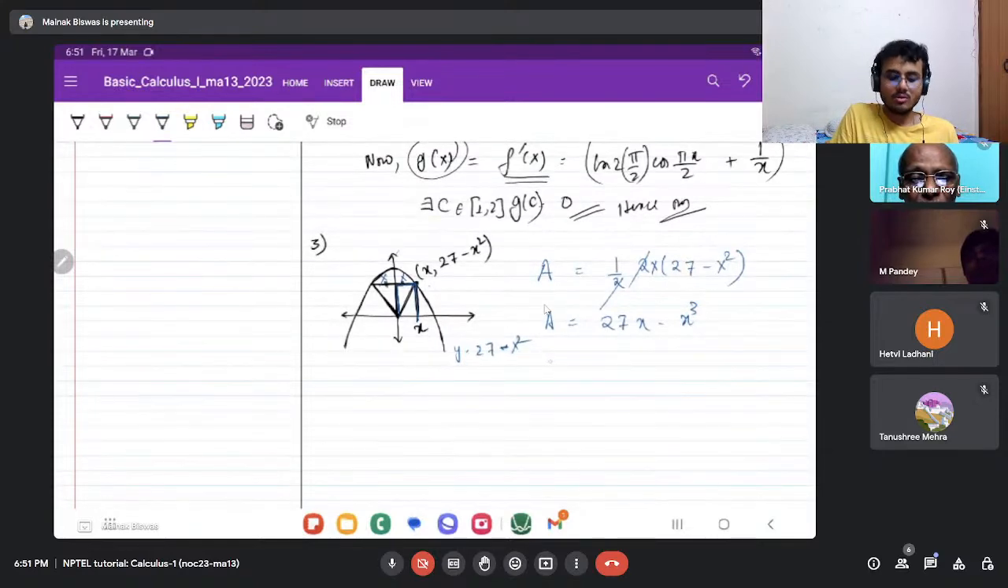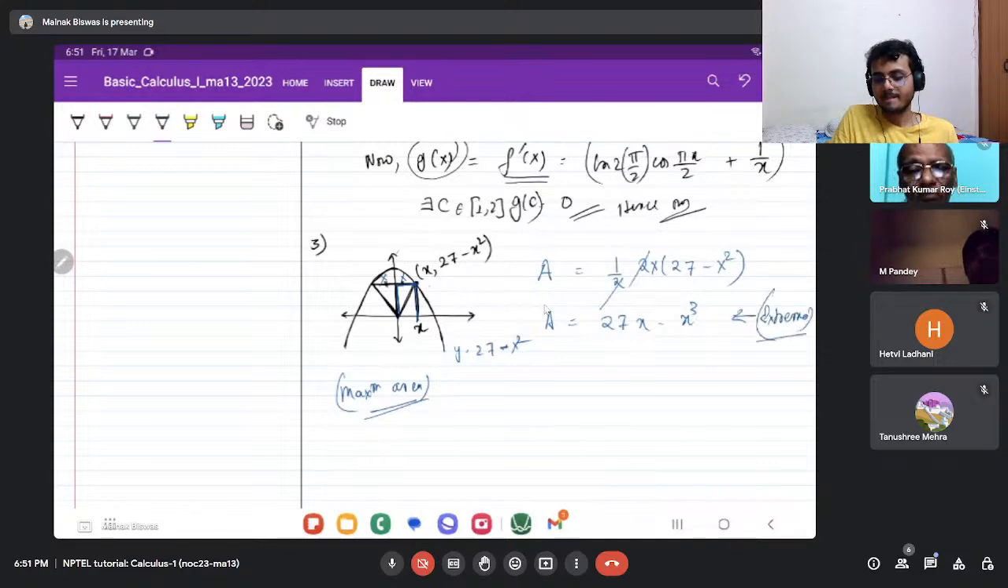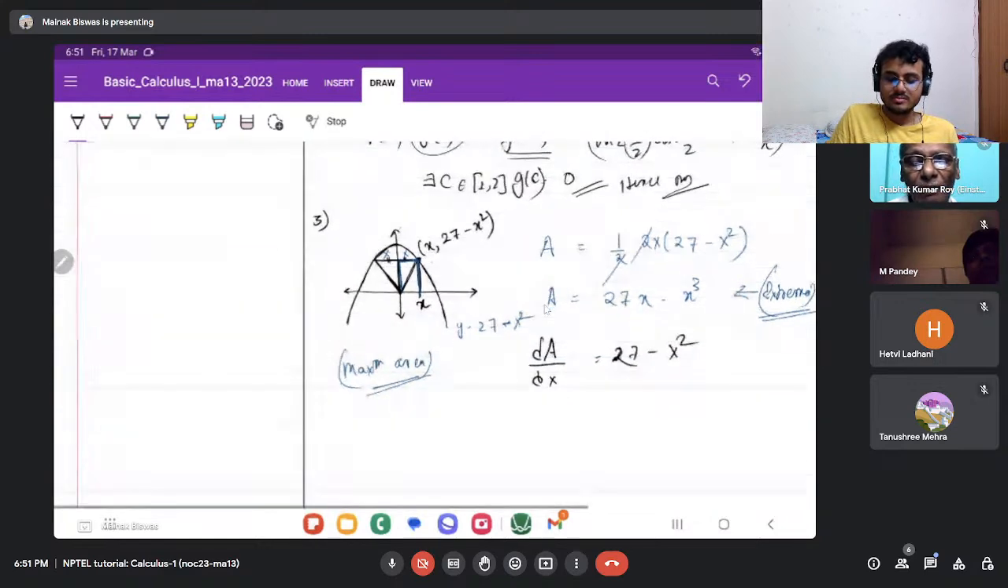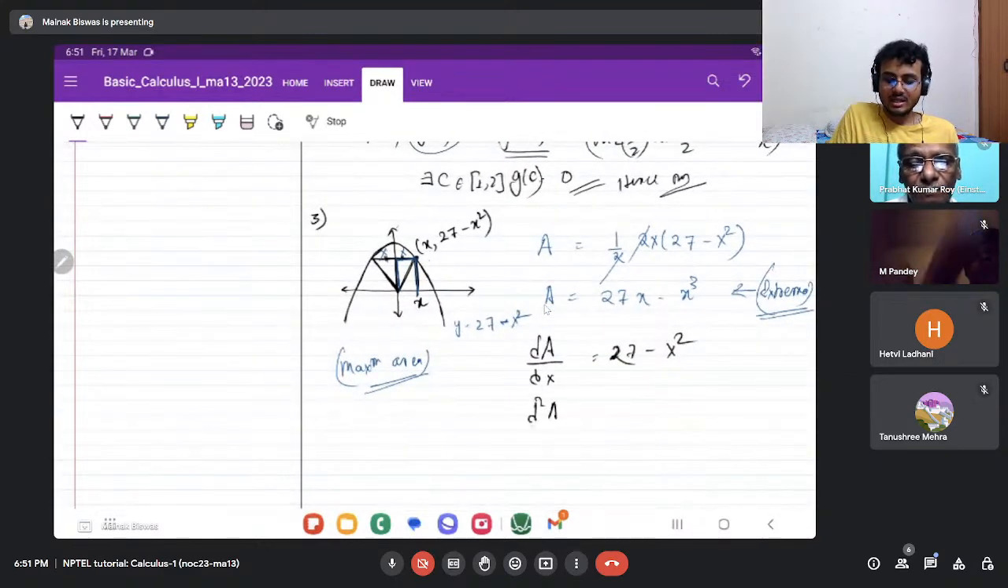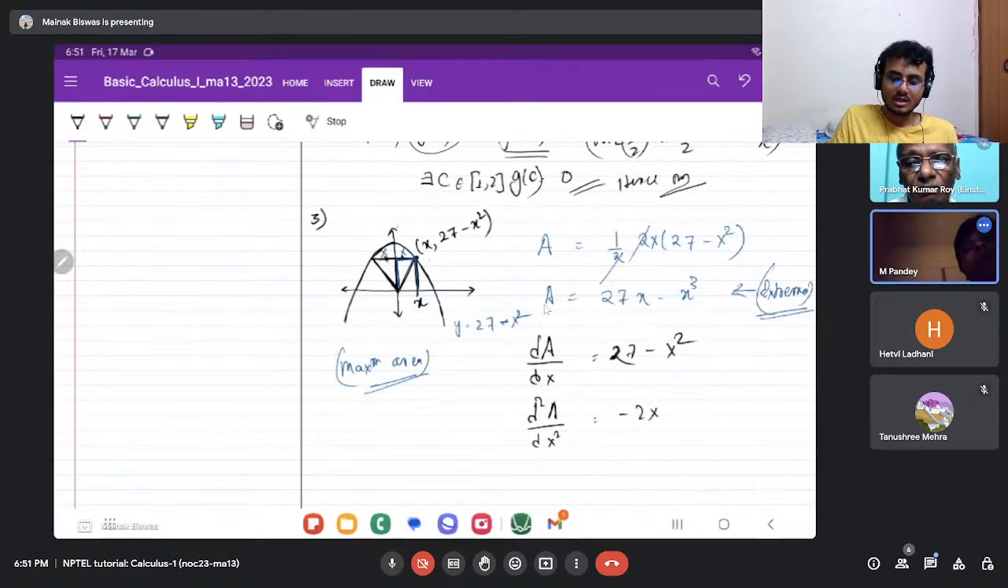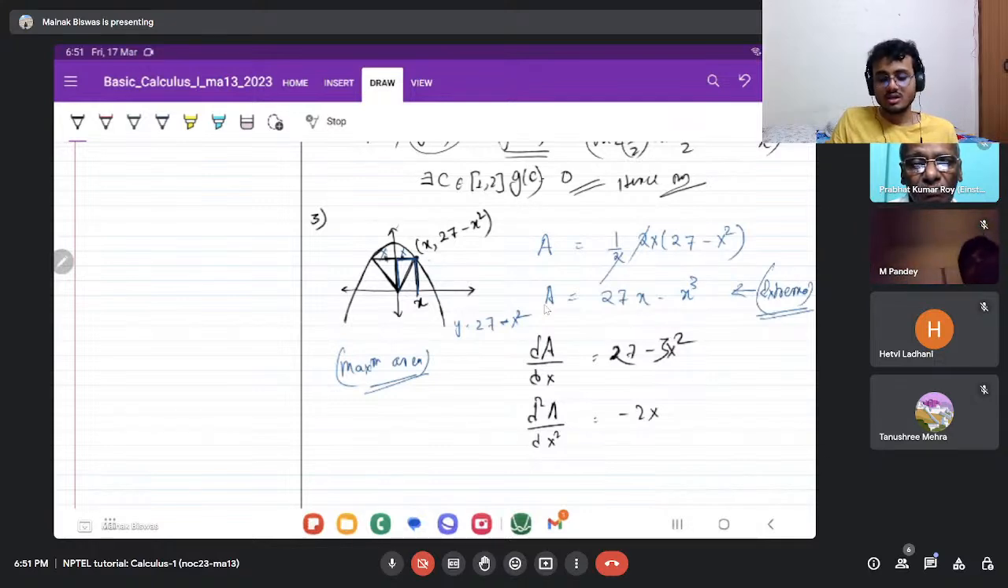So what will we do now? You need maximum area. So how do you get the maximum area? You need to find the extremum of this. Take the derivative. dA by dx is 27 minus 3x square. Sorry, there will be 3x square, just a calculation error. d2A by dx square is minus 6x. So this is your 0.